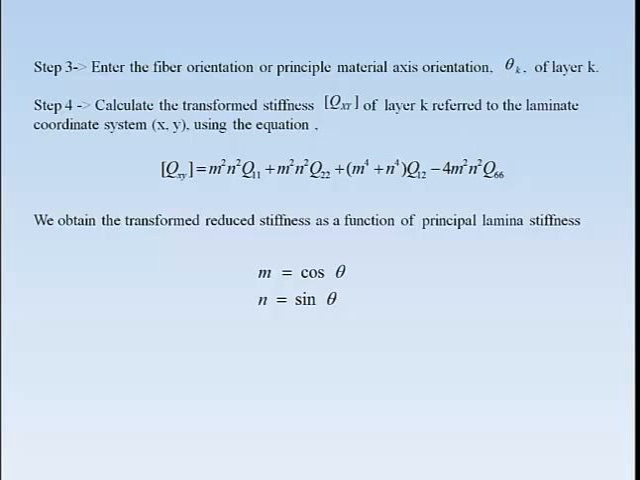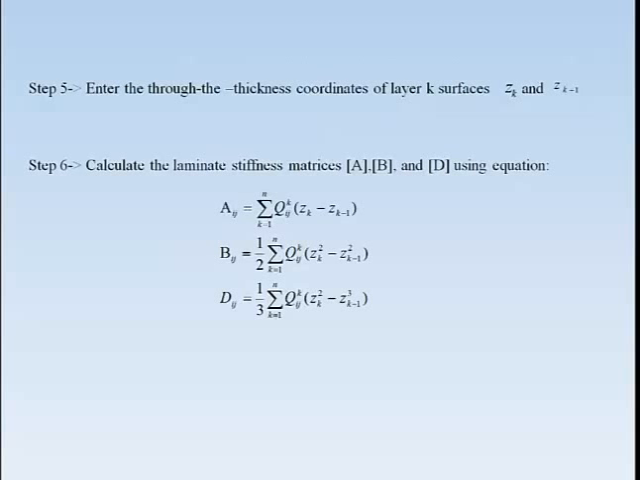Step 3. Enter the fiber orientation or principal material axis orientation theta k of layer k. Step 4. Calculate the transform matrix Q of XY of layer k referred to the laminate coordinate system XY using the equation: Q of XY equals m square n square Q11 plus m square n square Q22 plus (m to the power 4 plus n to the power 4) into Q12 minus 4 m square n square Q66. We obtain the transformed reduced stiffness as a function of principal laminar stiffness, where m is given by cos theta and n is given by sin theta.